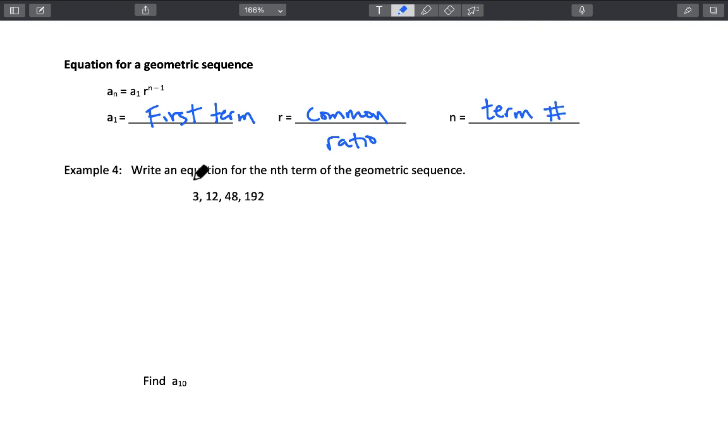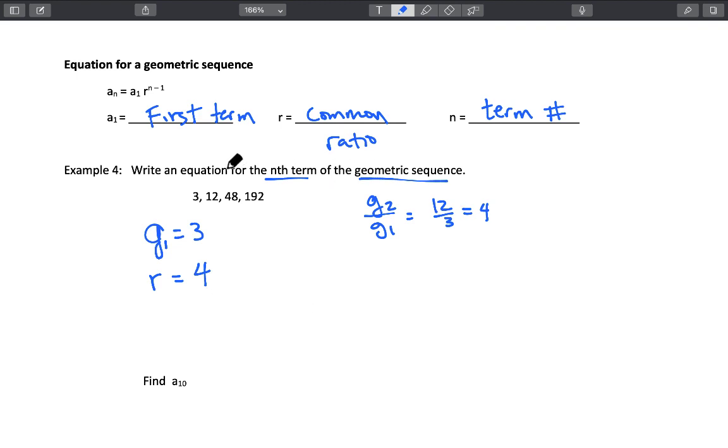Alright, it says write an equation for the nth term of a geometric sequence. Start off by identifying what that first term is. We'll call this g sub 1 is equal to 3. Then let's identify what our common ratio is here. It looks like if we take our second term and divide it by our first term, that will be 12 over 3, and that gives me a common ratio of 4.